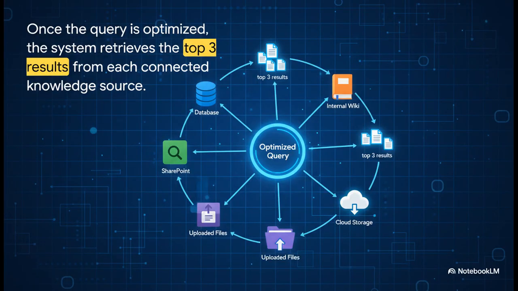So once those supercharged queries are ready, the system goes hunting. It searches all your connected knowledge sources and pulls back the top 3 results from each one. Now, let's look at how this plays out for 2 of the most common sources you're going to use, SharePoint and files you upload directly.